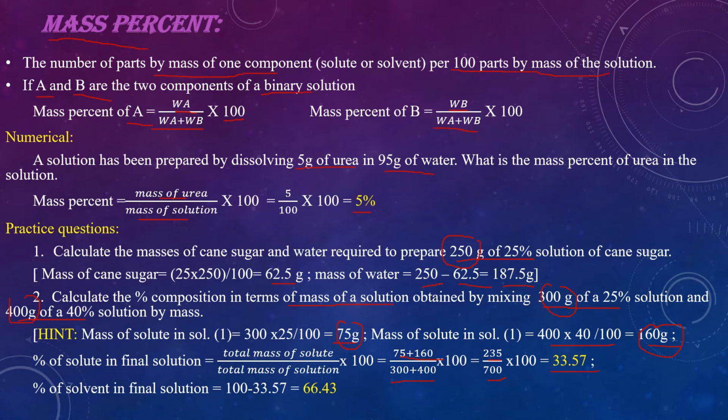Now to find out the percentage of solvent, we just deduct this 33.57 from 100 and we get the percentage of solvent, that is 66.43.